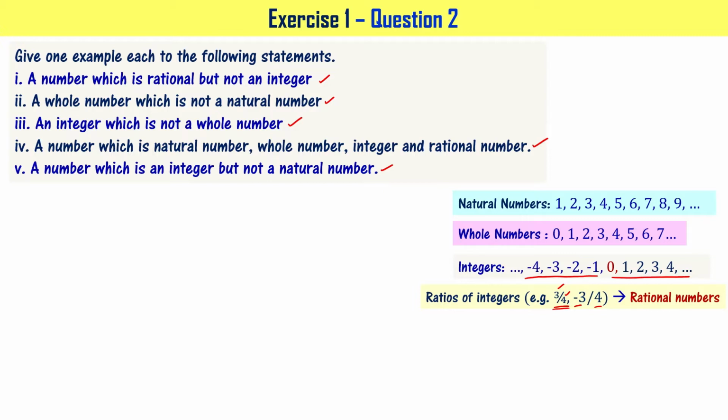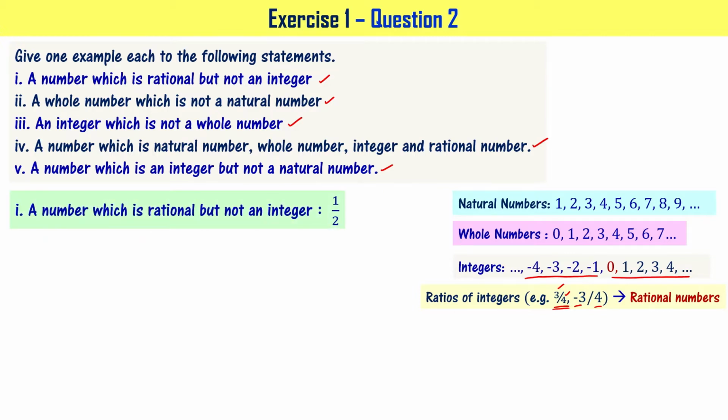Now let's start with first part of the question. That is a number which is rational but not an integer. You can write any rational number for that matter. 1 by 2, 1 by 3, 1 by 4, 2 by 3, 2 by 4. All those are examples because we want to write a rational number that is not an integer. Got it?